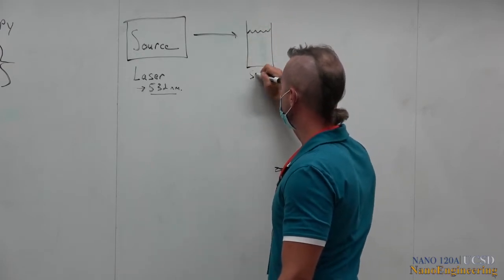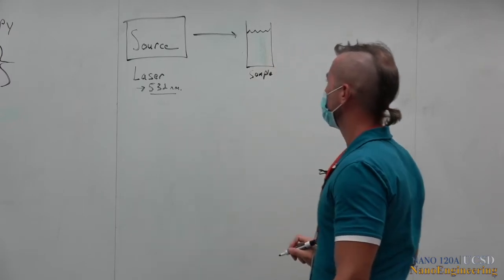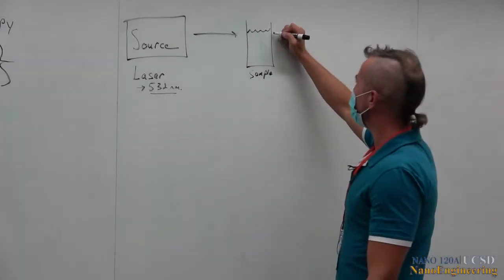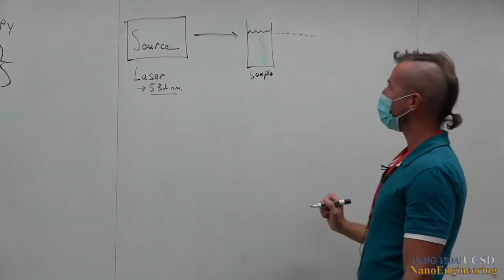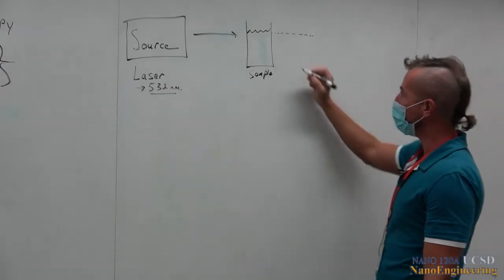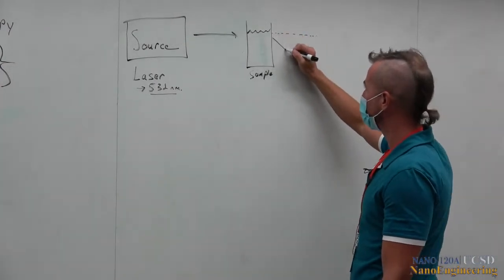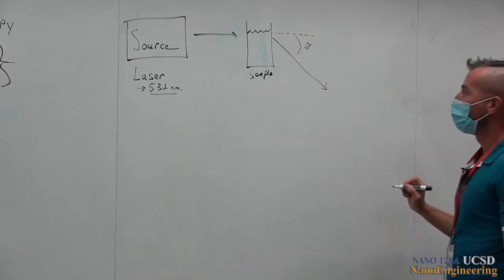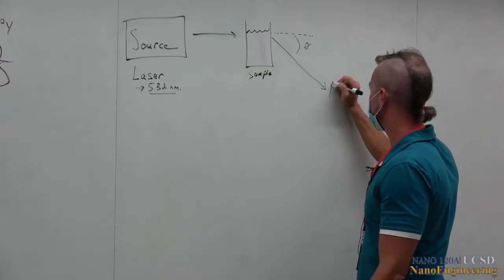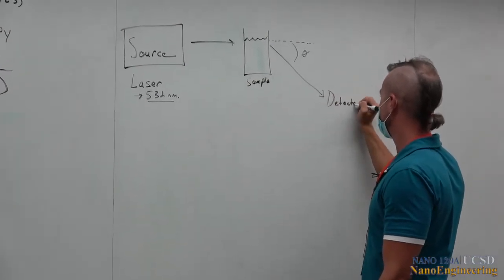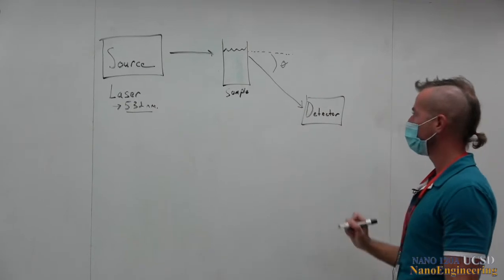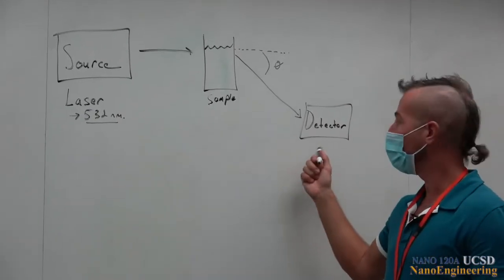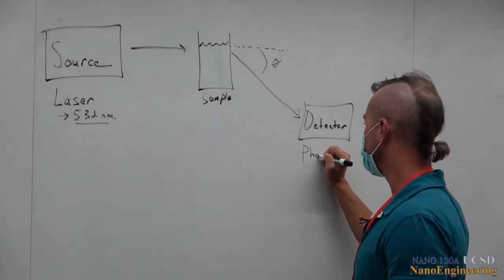So here's our source, and then this is our sample. We're not going to work directly at 180. We're going to work at some angle, theta, to have our detector. And the detector here again is going to be a photodiode.